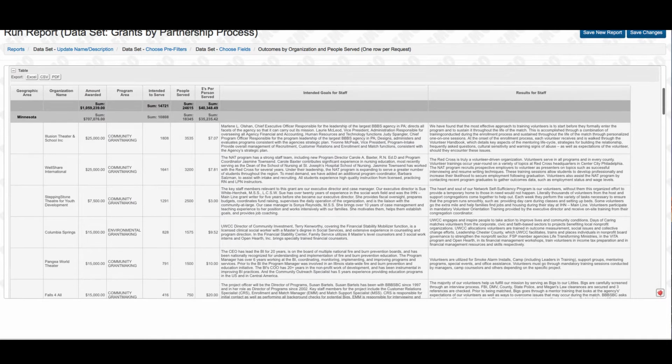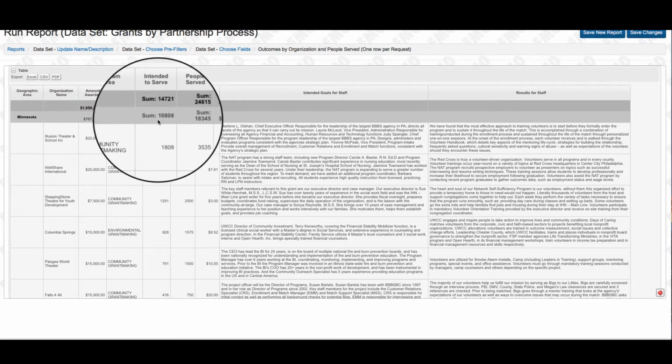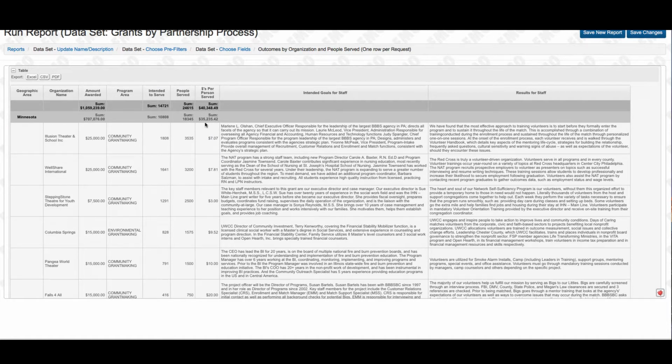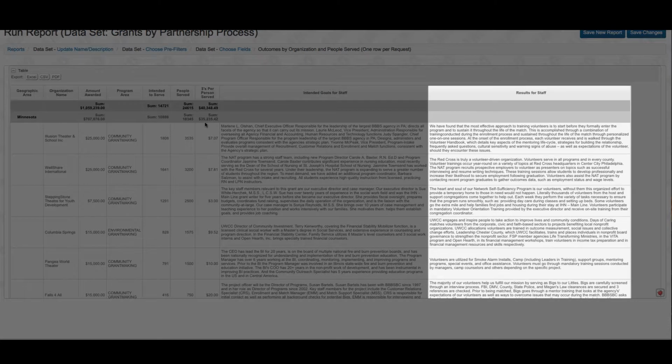Run reports in the system that look at what people said they were going to do versus what they've actually done. In this example, we're looking at all my grantees in a given year by geographic area. I can see how much money I've actually awarded, how many people my applicants intended to serve on the application, and how many people they've served so far when they've reported on their grant reports. Then I wanted to know, using our formula field, how much money they're using per person. I also asked them, as a staff, what are your intended goals? And then the results of the staff.